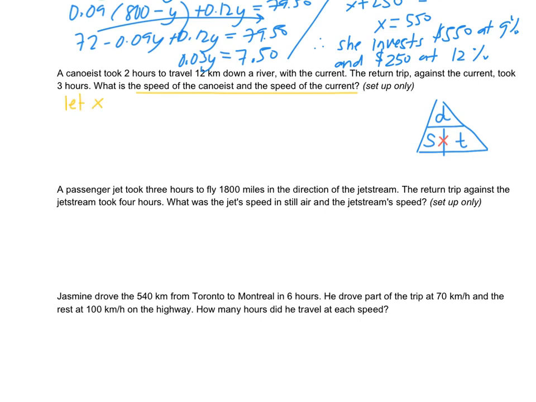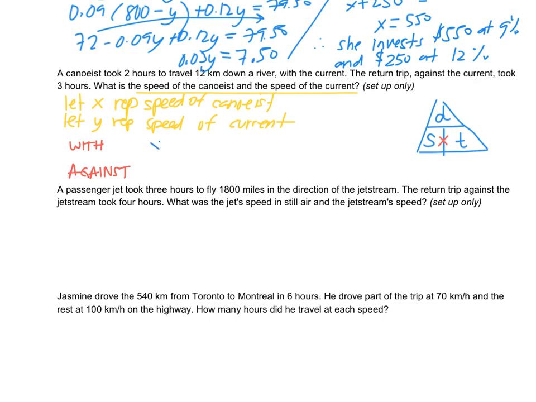Let X represent speed of canoeist, and then let Y represent speed of the current, and it's the current in still water. And now when you're going with the current versus against, when you're going with the current, the speed of the canoeist that he's actually going at and the speed of the current, they get added together for your total speed because you're speeding up.